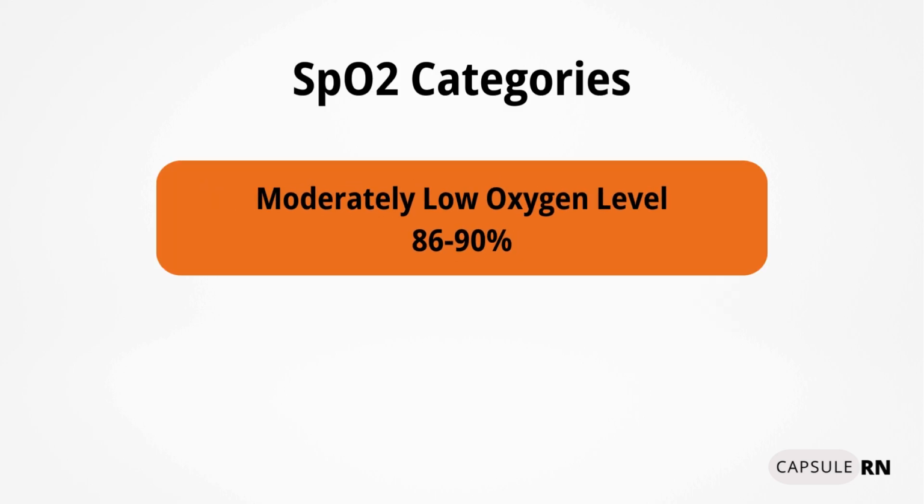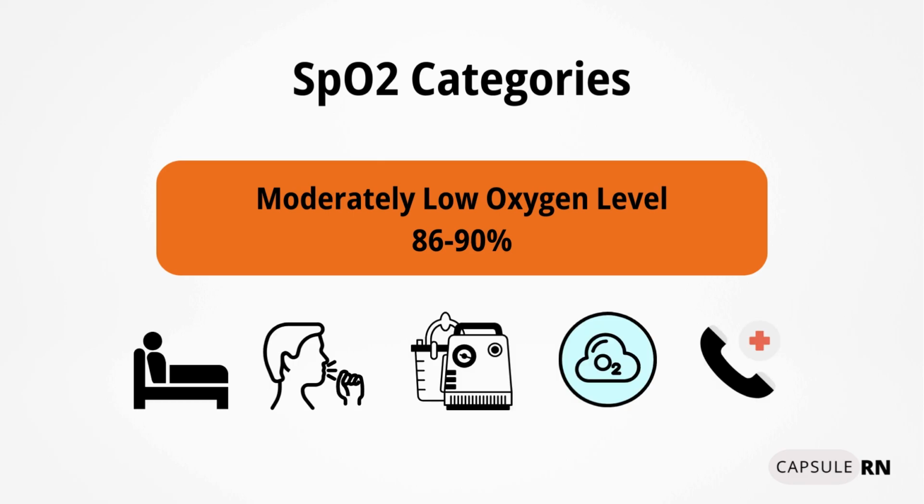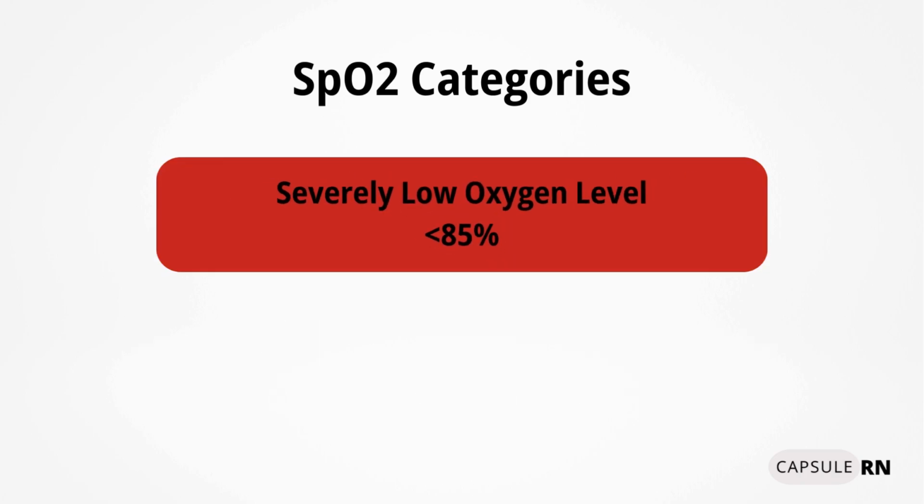The third category is a moderately low oxygen level of around 86 to 90%. If a patient's oxygen level is in this range, immediate and appropriate action should be taken for the safety of your patient. Actions include keeping the head of the bed elevated, having the patient take deep breaths and cough, suctioning the patient if the airway isn't clear, applying the appropriate device and amount of oxygen, and notifying the proper healthcare team members promptly. The final category is a severely low oxygen level, less than 85%.